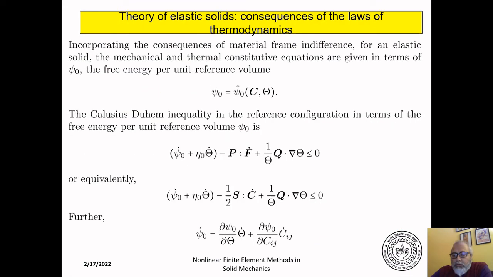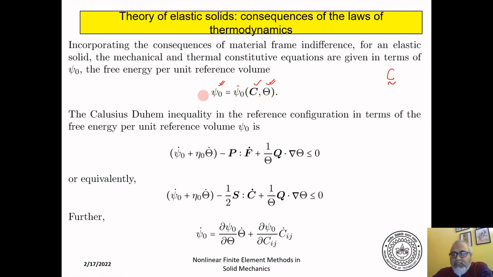of F alone. Now, what we have learned from the principle of material frame indifference is that constitutive equations for elastic solids need to be framed in terms of U or functions of U. So we will frame them in terms of C. Let us say that the free energy per unit undeformed volume, psi naught, is a function of C and the temperature in the reference configuration, theta. Temperature is a scalar, so we don't need to worry much about it.